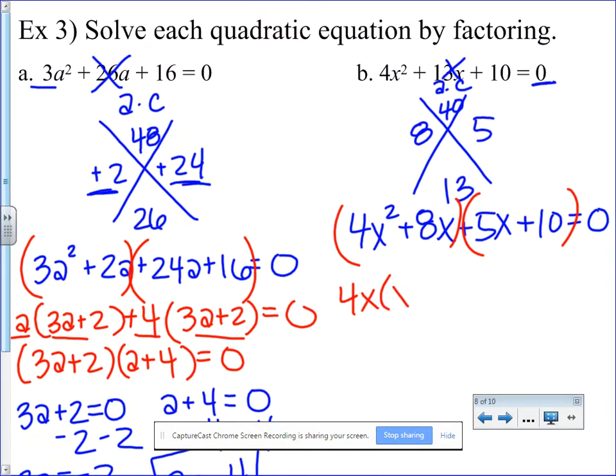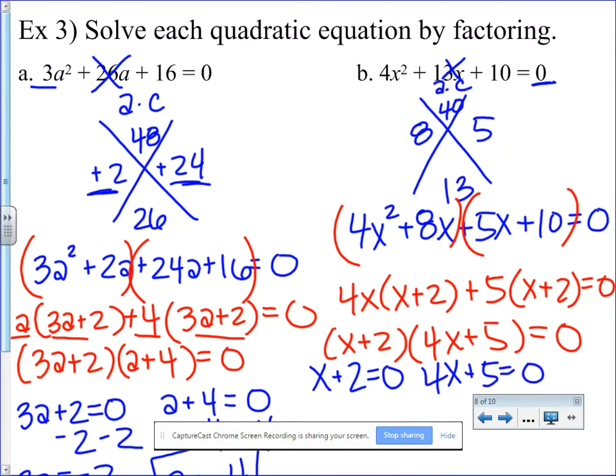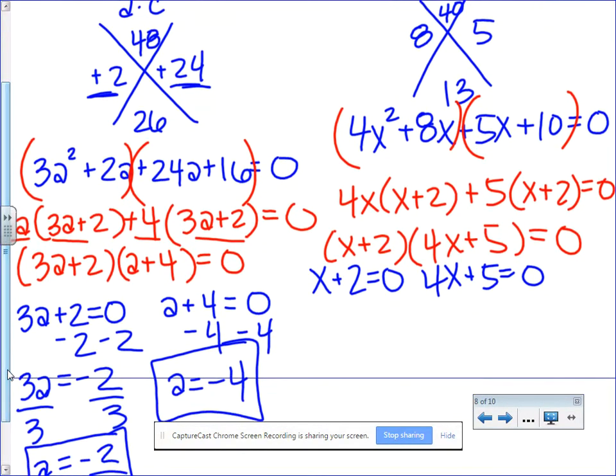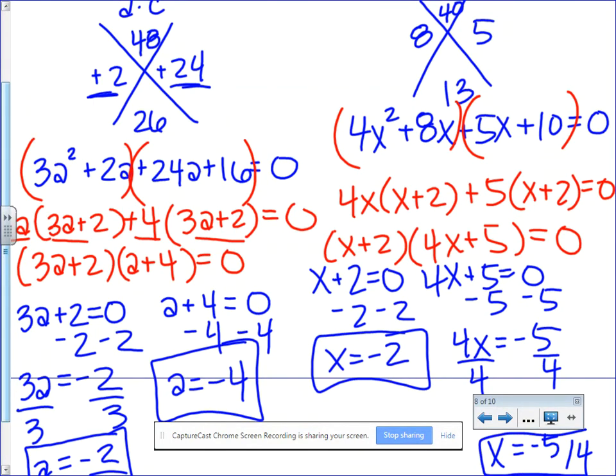Pull out a 4x, it's going to leave me with x plus 2. And I can pull out a 5, that's also going to leave me with an x plus 2. So I'm going to have x plus 2 times 4x plus 5 equal to 0, and then we have to solve, so we have to set each piece equal to 0. Getting negative 2, and negative 5/4 is my answer.